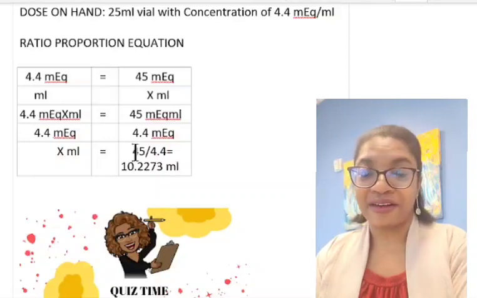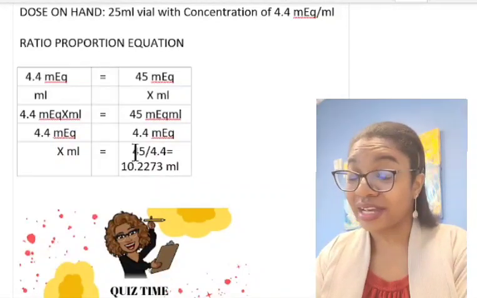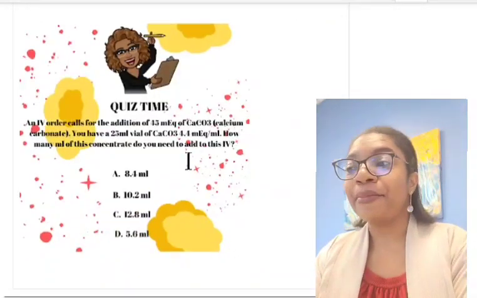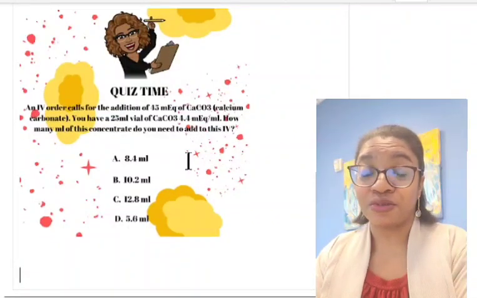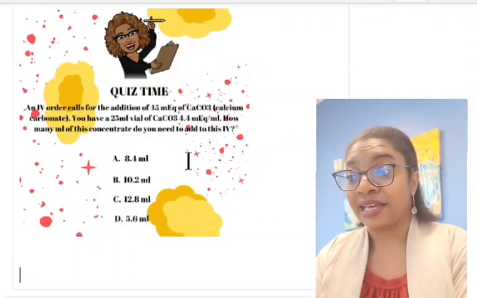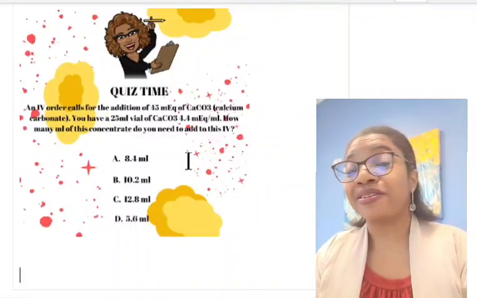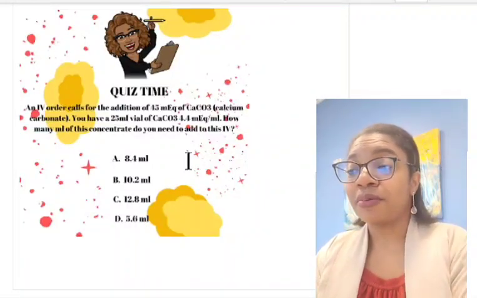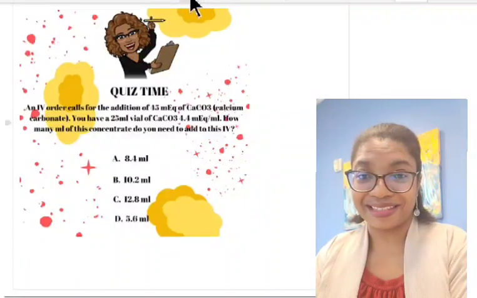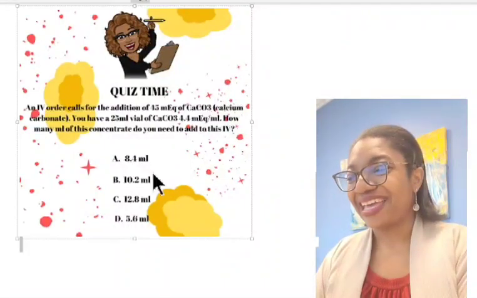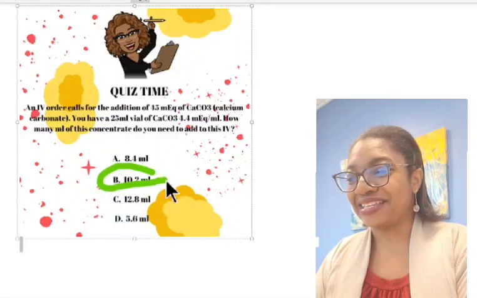Now let's answer our quiz question. So how many milliliters do we need to draw out of our 25 milliliter vial? Is it 8.4 milliliters, 10.2, because generally you will round to the nearest tenth, 12.8, or 5.6? And the correct answer is 10.2.